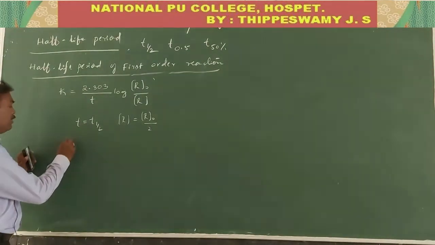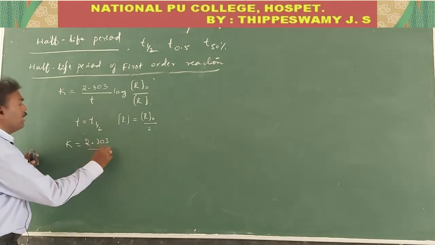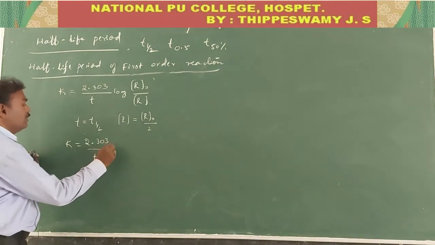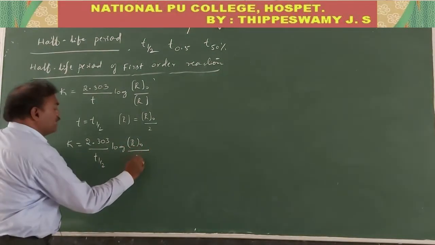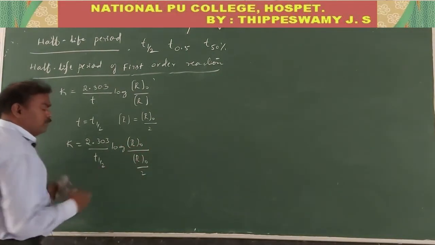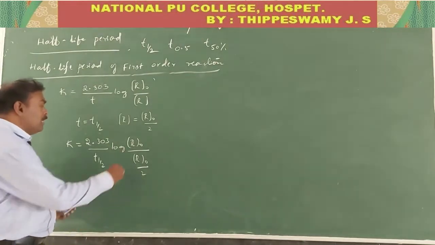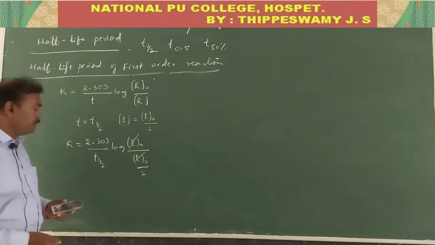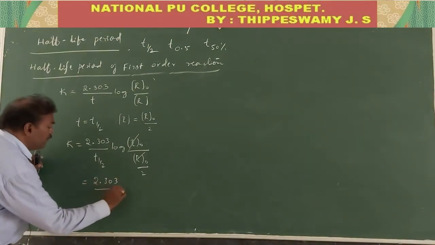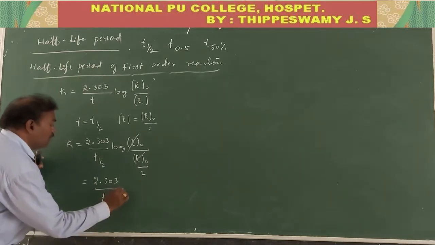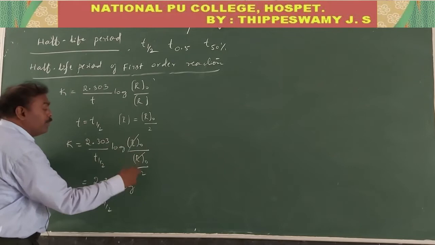Now you write, K is equal to 2.303 divided by T half into log of R naught, whole divided by R naught by 2. Tell me now, how to simplify this one. R naught and R naught get cancelled, okay? Then you tell me, 2.303 divided by T half into log of 1 by 1 by 2, it will become what?